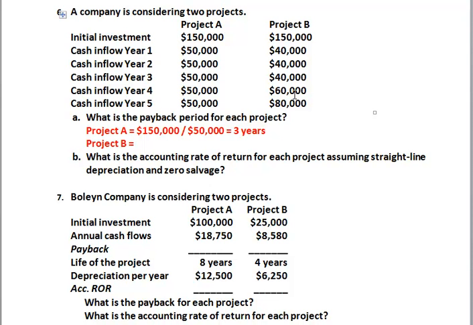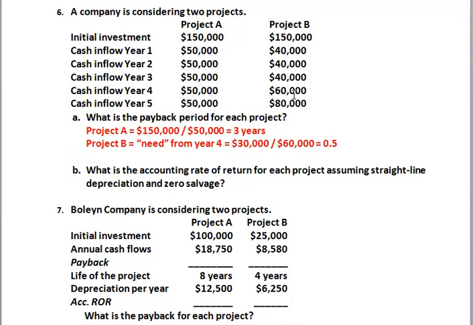So basically, we don't need all of year 4. We only need a piece of year 4. So to figure out how much you need out of year 4, you basically take the cash that you need. So you need 30,000 more out of what you are going to get in that year. And so that's going to tell you what portion of that year you need. So basically, I need all of year 1 plus all of year 2, all of year 3 plus half of year 4. So your payback period is 3.5 years.